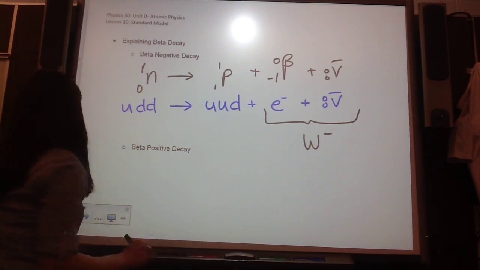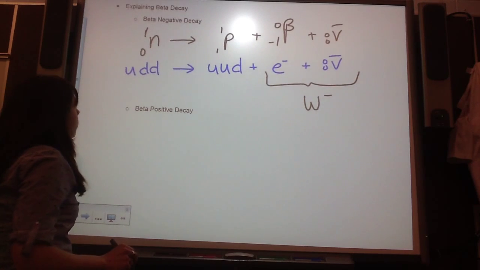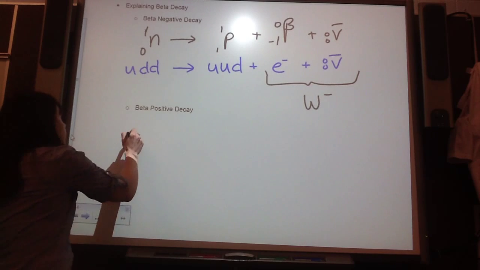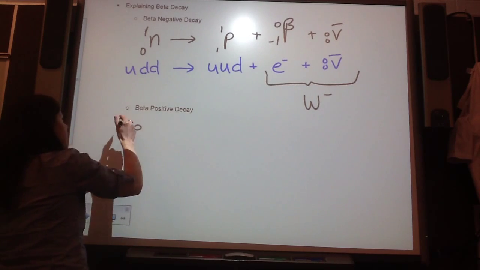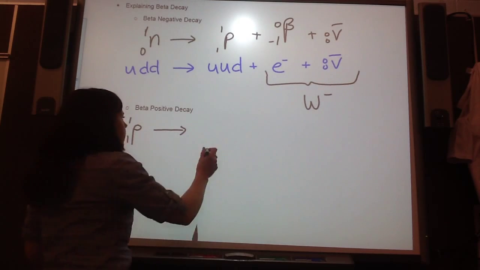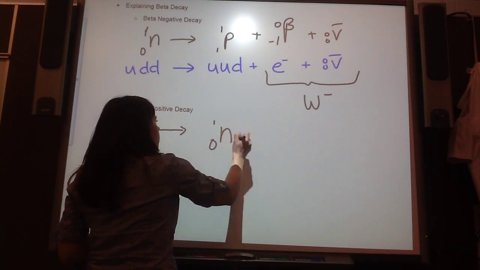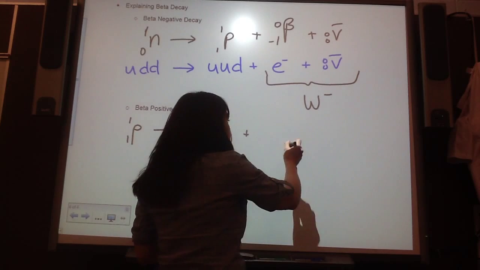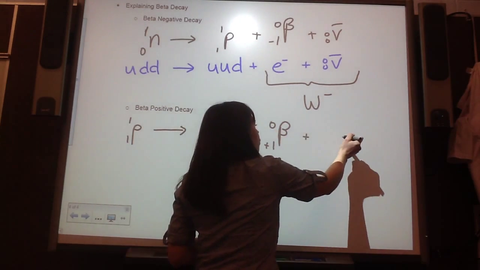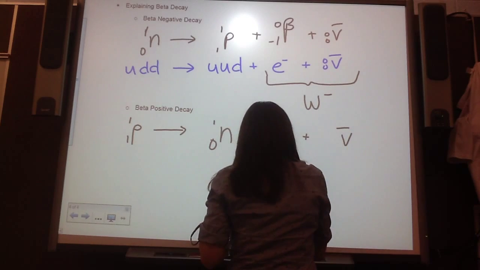All right, let's do the same kind of thing for positive beta decay. We start with a proton. It breaks down into a neutron, a beta particle that's positive, and a neutrino. Oops, not with the line over top.